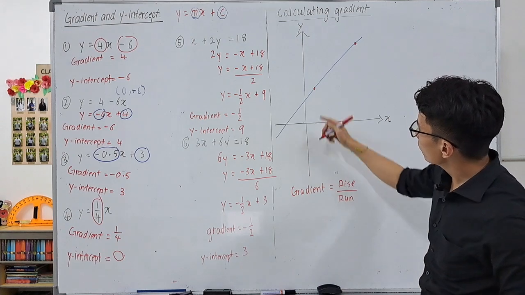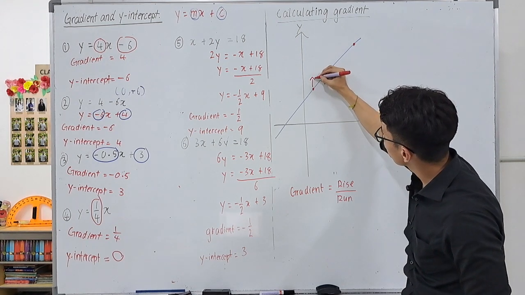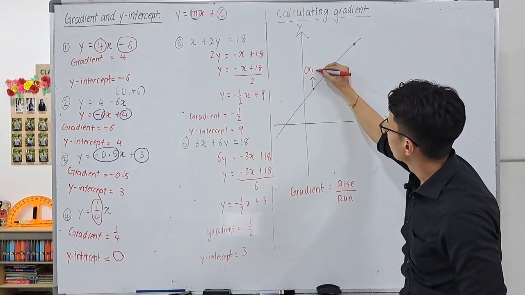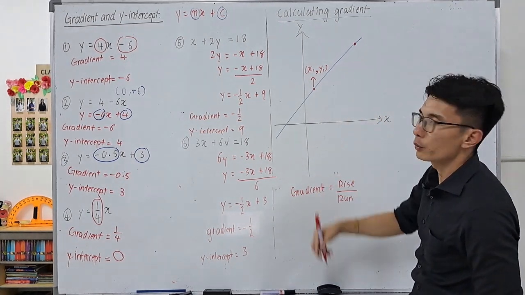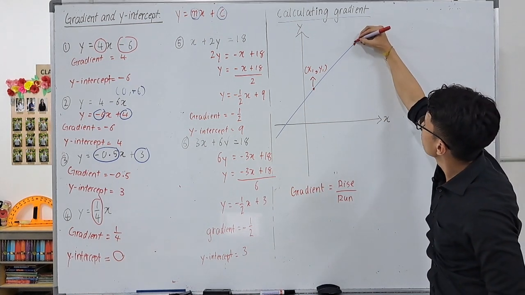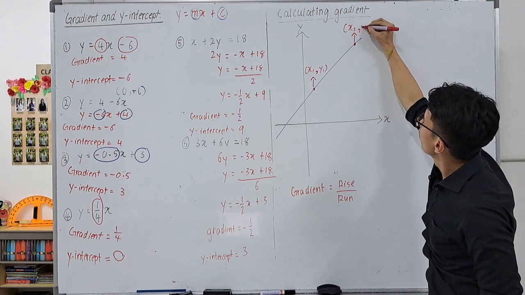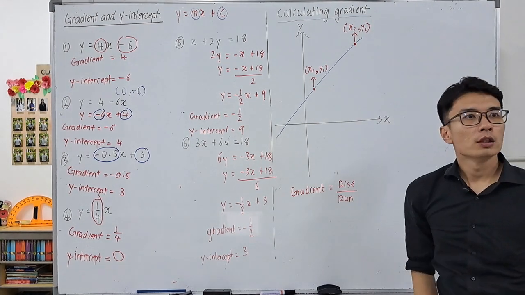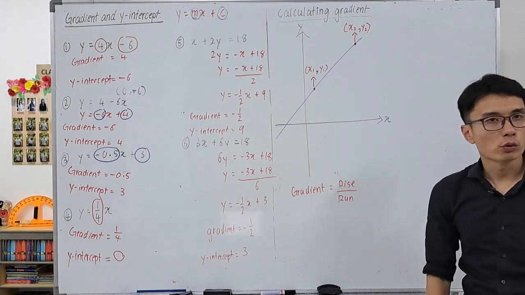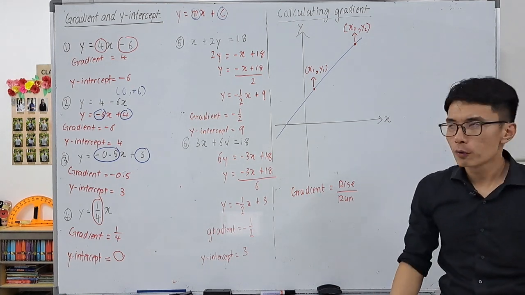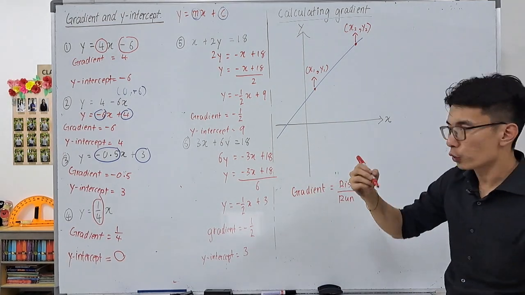Now let's say this is my first coordinate. I will name this coordinate x1, y1. This is my second coordinate, and I'm going to name it x2, y2. So do remember how we find our gradient is rise over run, and where do we get that from? We get it from the triangle underneath the blue line. So let me draw that out for you.